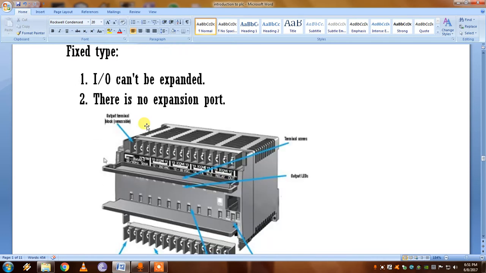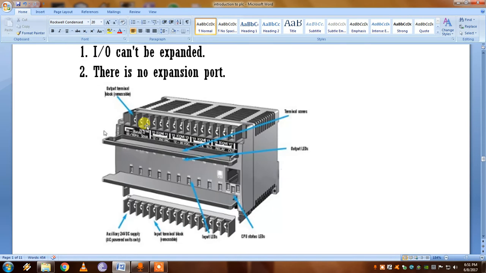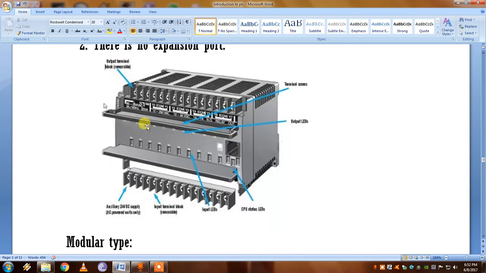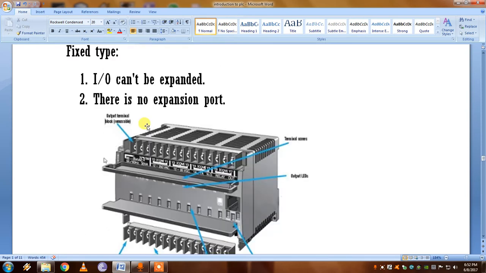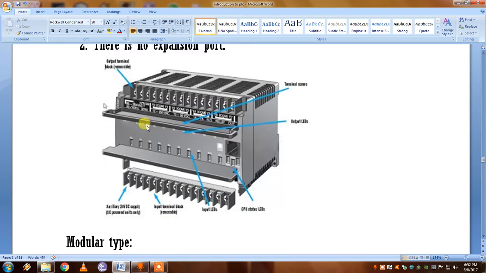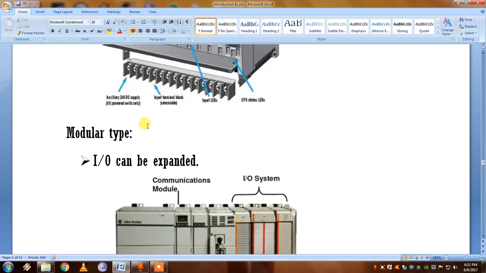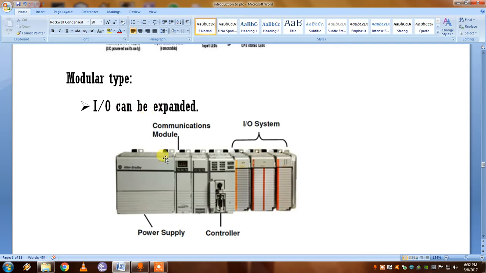There is no expansion port, so it can only have a certain number of input and output modules, and expansion modules are not usable here. We don't have an expansion port. We cannot expand it. So to avoid this, we came across the modular type, where IO can be expanded.